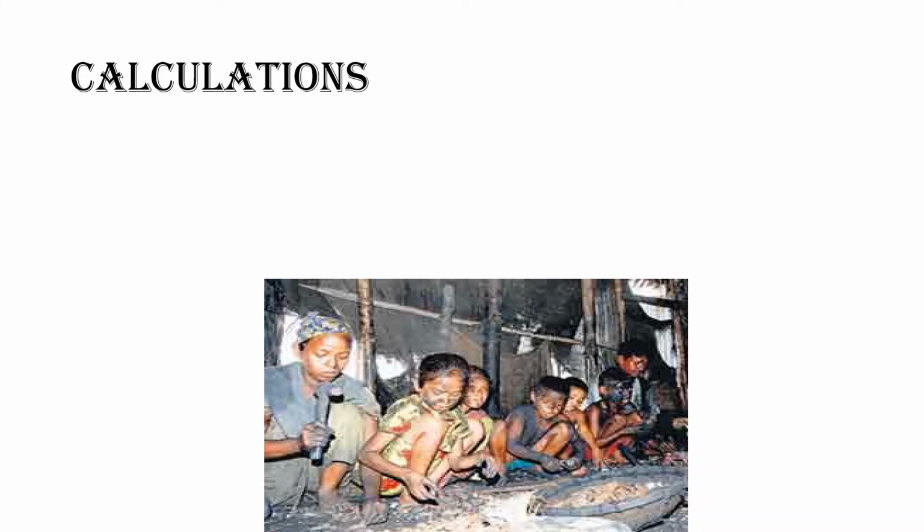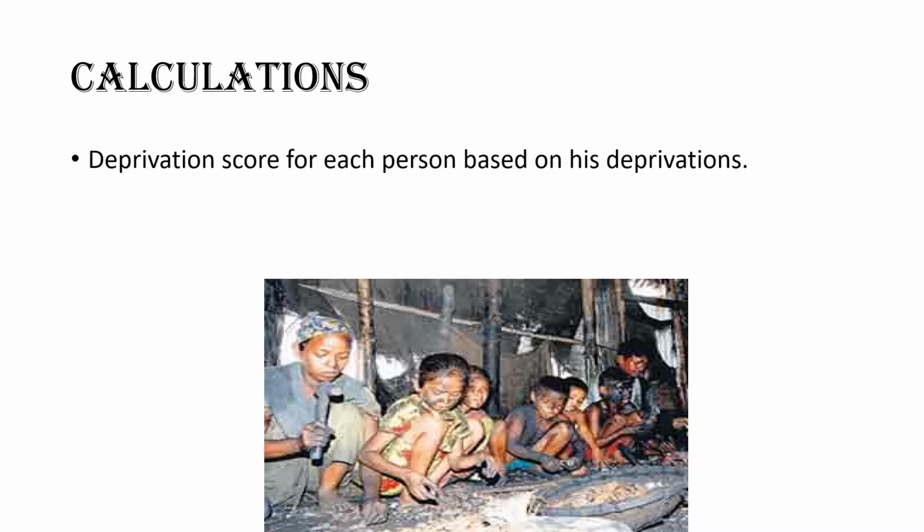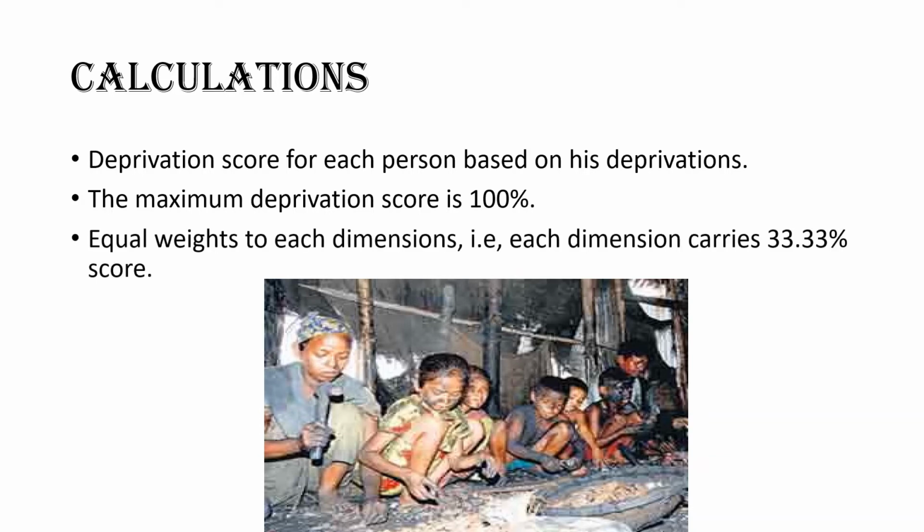Now, let's study how the Multidimensional Poverty Index is calculated. Each person is assigned a deprivation score according to his or her household's deprivation in each of the 10 components of the indicators. The maximum deprivation score is 100%, with each dimension equally weighted. Thus, in each dimension, the weight is 33.3%, or the deprivation score would be 33.3%.